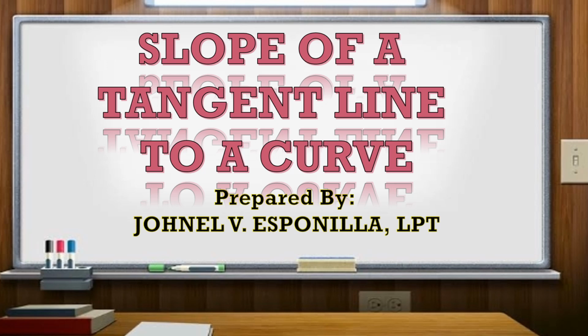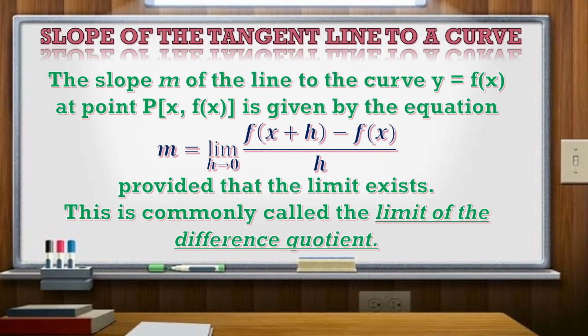Good day. So pag-aralan naman natin ngayon kung paano kunin yung slope of a tangent line to a curve. We have definition here. The slope m of the line to the curve y is equal to f of x at point x, f of x is given by the equation. So ito naman yung another formula to solve for the slope of the line to the curve.